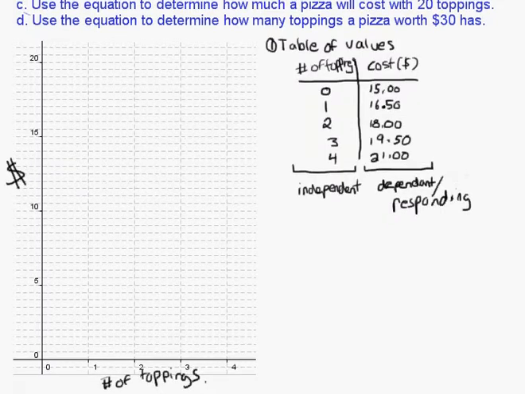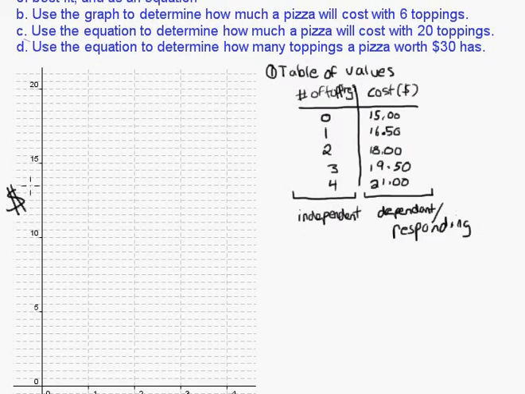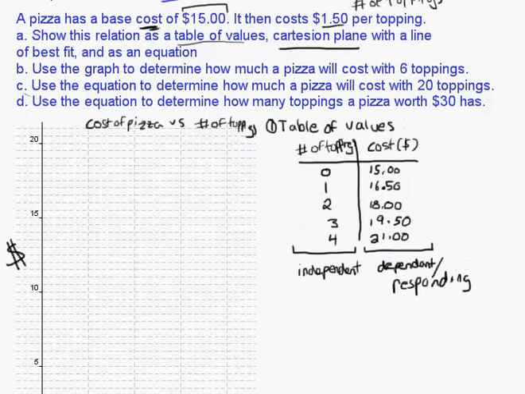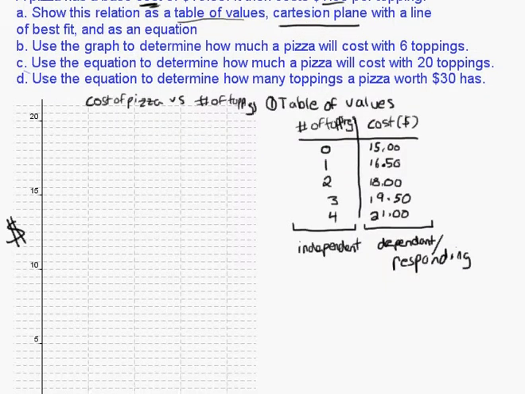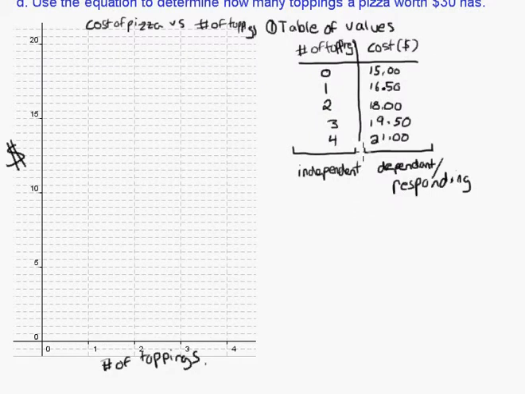Make sure that you label your graph. Always label the axes, and always title your graph. So this is the cost of a pizza versus the number of toppings. The next question says to do the Cartesian plane with a line of best fit. The first point on our Cartesian plane is going to be 0 and $15. You could write this as an ordered pair, which would be (0, $15).